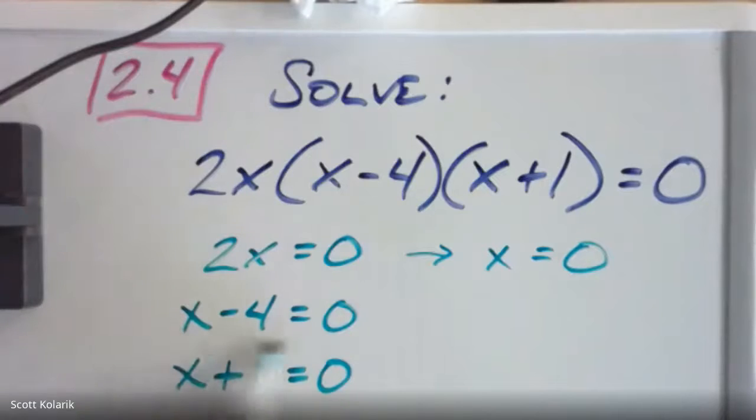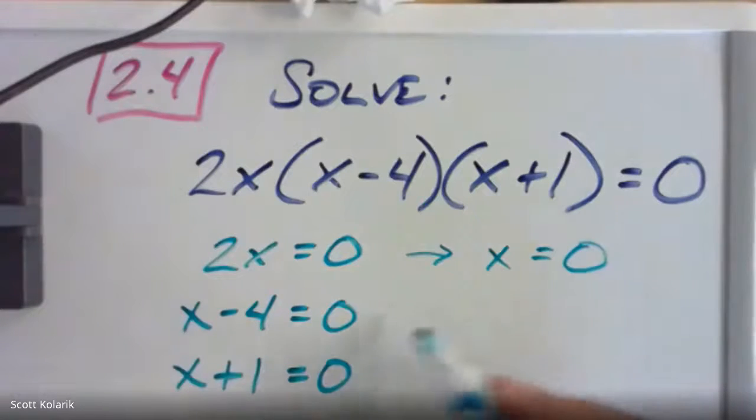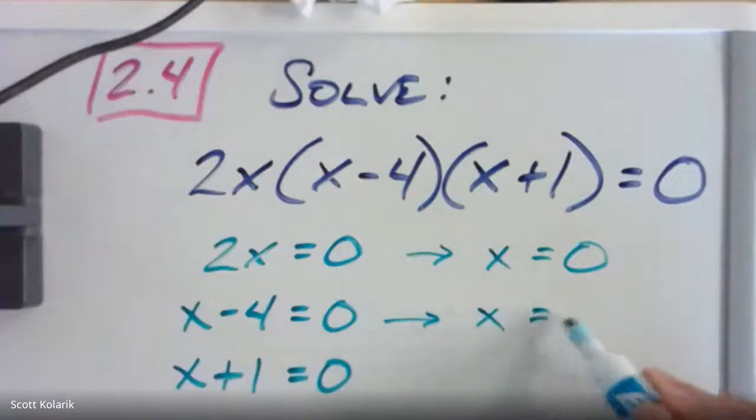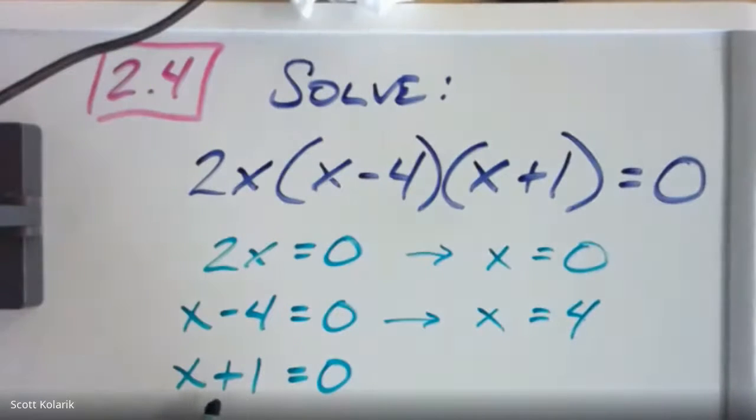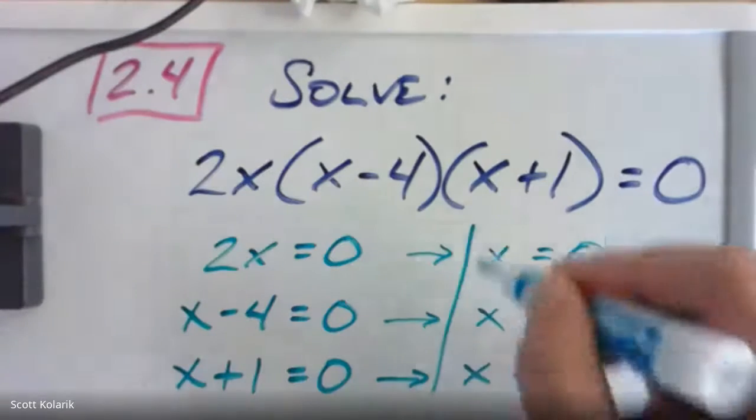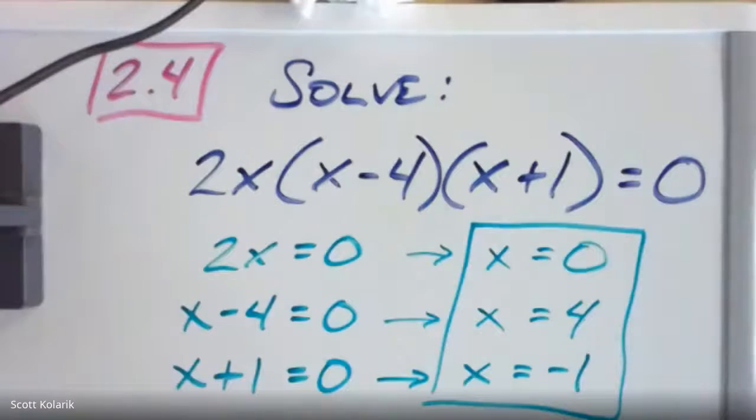In this one, in order to get x by itself, I would add 4 to both sides. So x equals positive 4. In this one, I would subtract 1 from both sides. And that's going to give me x equals negative 1. These are the 3 possible solutions.